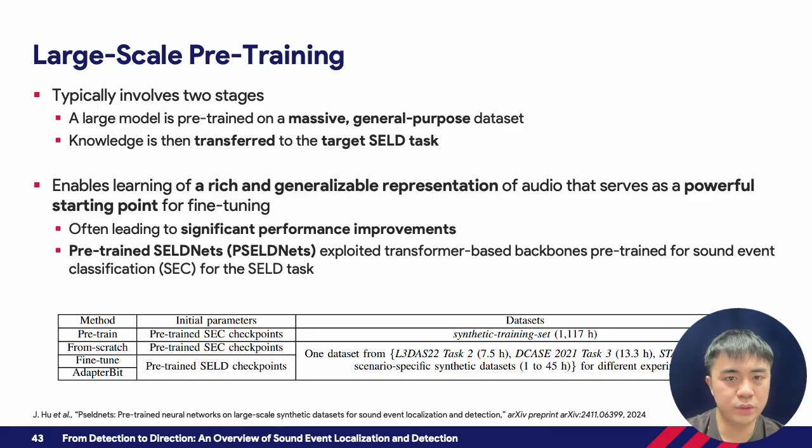So this process involves two stages. First, a large model is pre-trained on a massive dataset. This could be a general-purpose audio dataset like AudioSet, or, as shown in the table here for PSELDnets, a massive synthetic dataset. The first stage teaches the model a rich, generalizable representation of audio, and in the second stage, this powerful pre-trained model is then fine-tuned on smaller, real-world target datasets. This transfer learning approach serves as a powerful starting point that often leads to significant performance gains.